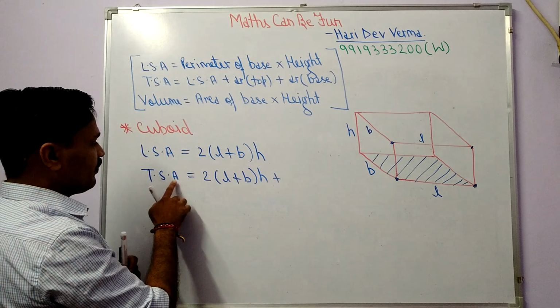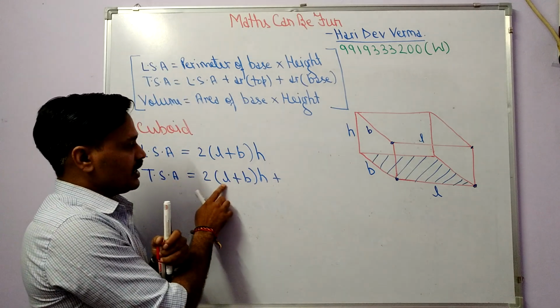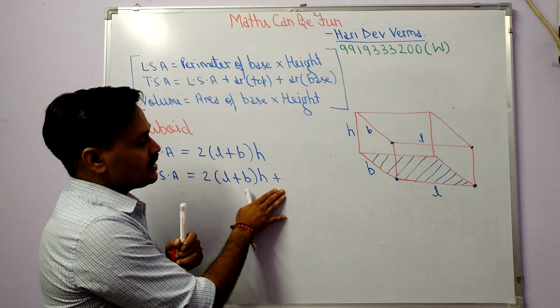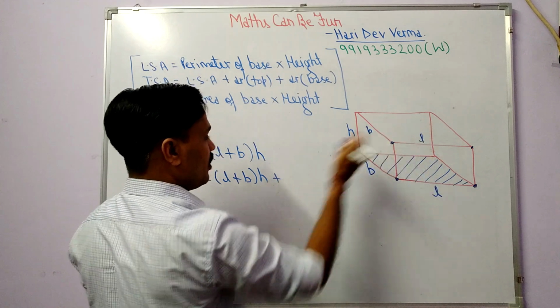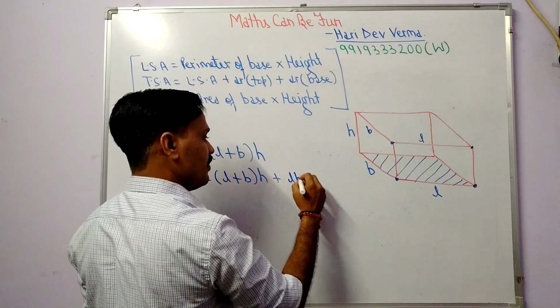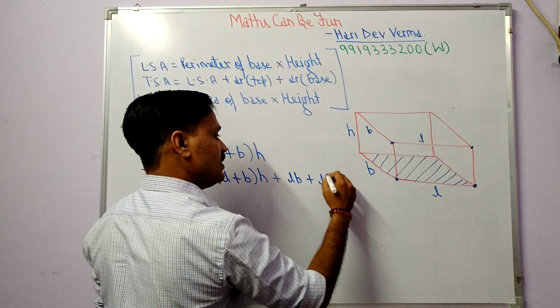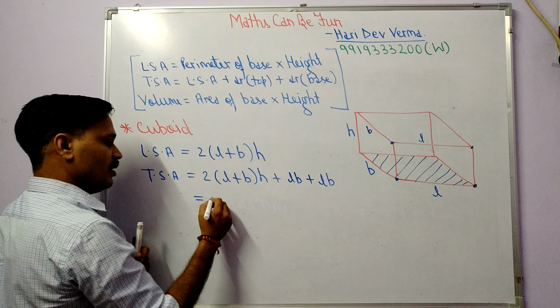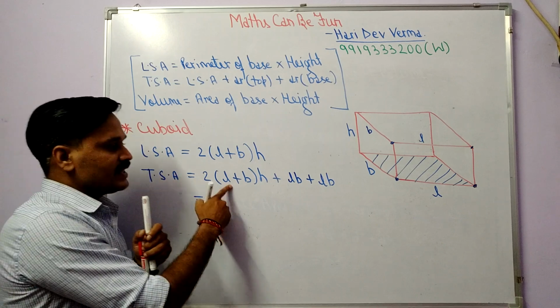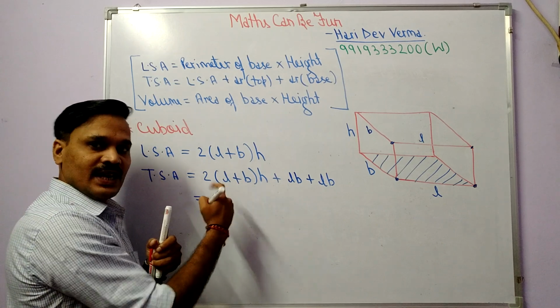So total surface area is equal to lateral surface area plus area of top. What is the area of top? L into B, LB, plus area of base. What is the area of base? L into B. Now, we multiply 2 from the left-hand side and H from the right-hand side.